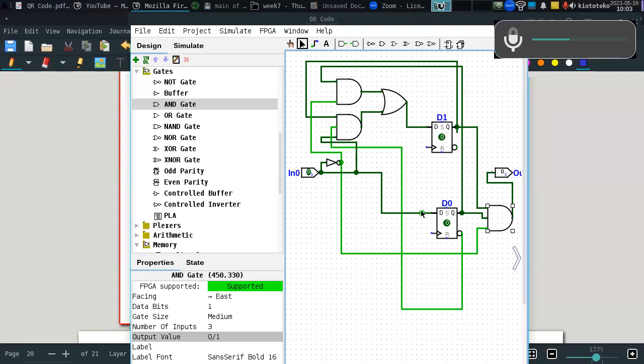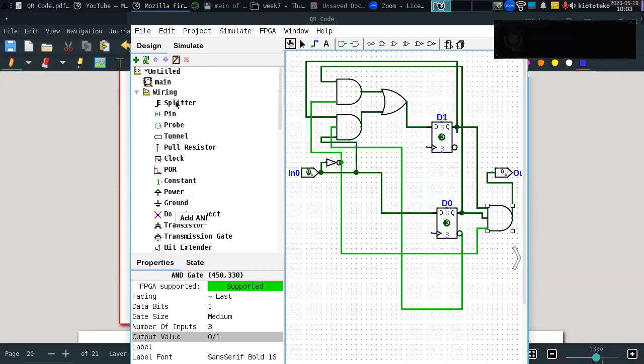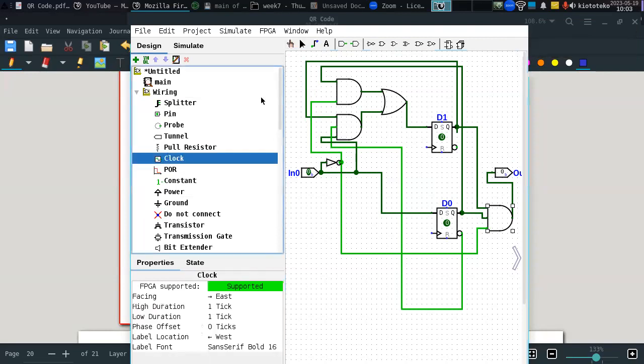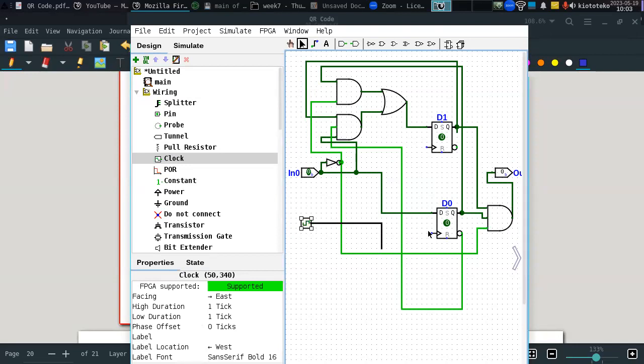Okay, so now we should test it, no? If it works how it should. We need our clock signal. Don't forget about that. Our clock signal, that is used for these two. Hopefully it's connected correctly.